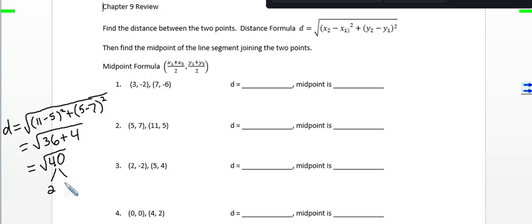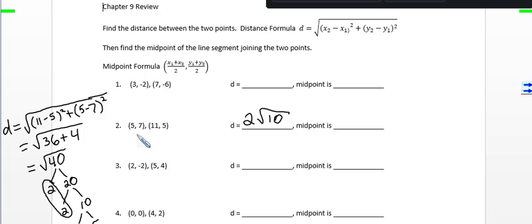That's 2 times 20. That's 2 times 10. That's 2 times 5. So your prime factors would be 2 times 2 times 2 times 5. The pair of 2's means that there is a 2 out. The 2 and the 5 left over, both remain under, so you multiply them. 2 times 5 is 10. So it's 2 square root of 10.